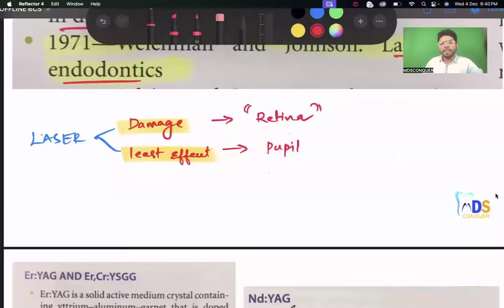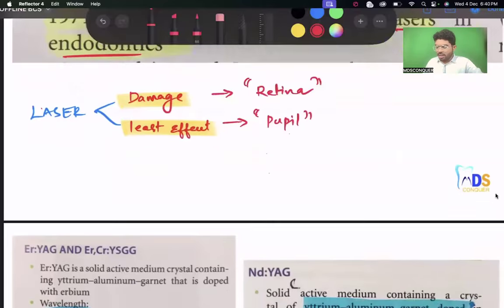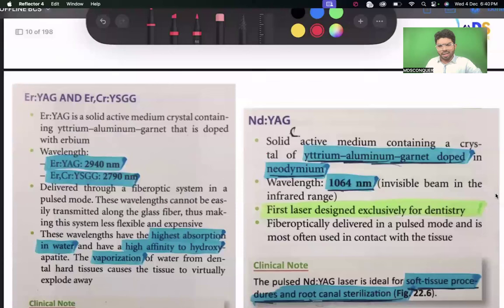The retina is most commonly damaged, and the pupil is least commonly affected. These two are frequently asked questions. Everything I'm jumping into now is very, very important for questions, so please do make a note of it.